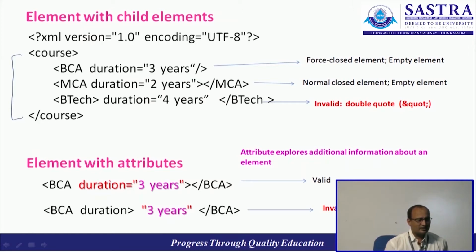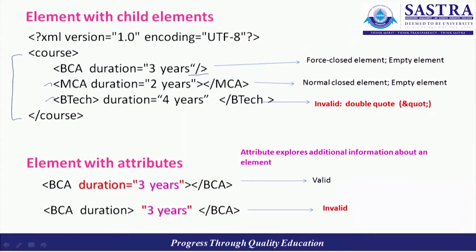Here, the element with child elements: the course element has 3 child elements. The first child BCA, second child MCA, and the third child BTech. In this, the 3 elements are created, in which the first element, you can see here, has been closed in force, which is called a force closed element, and this BCA element does not carry any child element for us.